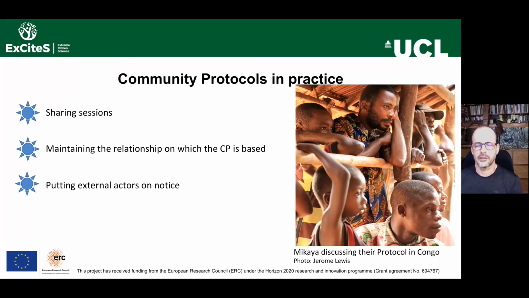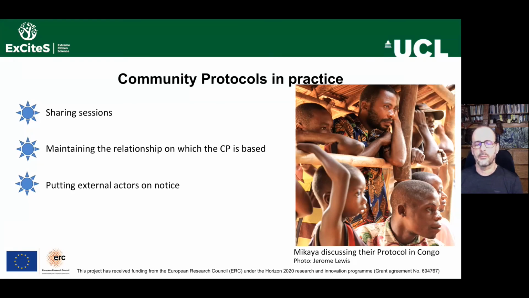Maintaining the relationship on which the community protocol is based. Once a protocol has been agreed upon, it should be kept alive by bringing it into discussion with the community and updating it as situations change. A key area where it's especially valuable is when disputes arise between community members or with outside partners. In those contexts, the community protocol becomes the point of reference for arbitrating in the dispute. And this is really a huge resource for minimizing disruption to the project process.